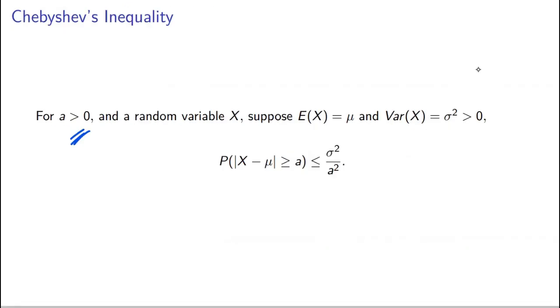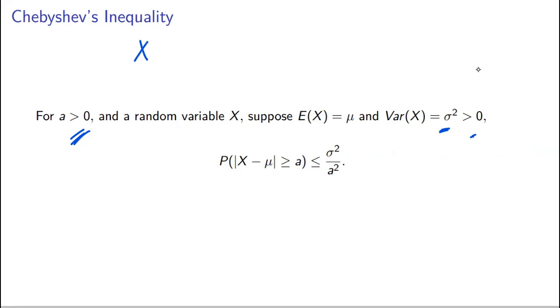For a constant a greater than 0, which is here, and random variable x, suppose you know the expected value is mu, and the variance is sigma squared for that random variable, and the variance should be greater than 0. It should be greater than 0 so that it actually varies. Then Chebyshev's inequality gives us the upper bound to this probability as sigma squared divided by a squared.